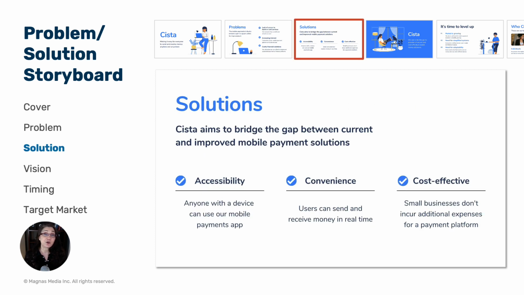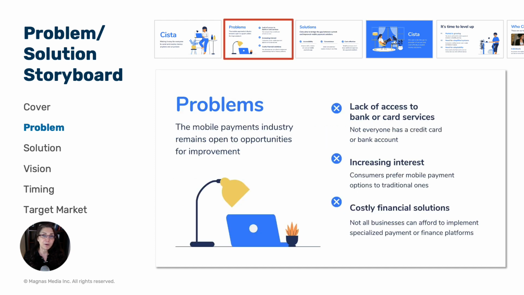Now, the reason I chose to show you this specific example is because I feel they've done a good job matching the solution to the problem. Let's go back to the problem slide. You'll notice that the first problem was lack of access to bank and credit services. Not everyone has a credit card or account. So it was talking about lack of access.